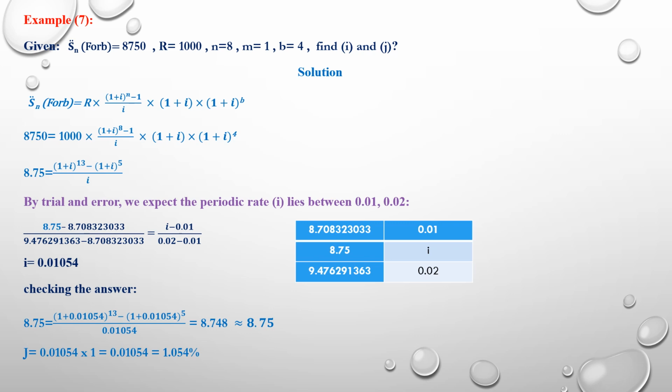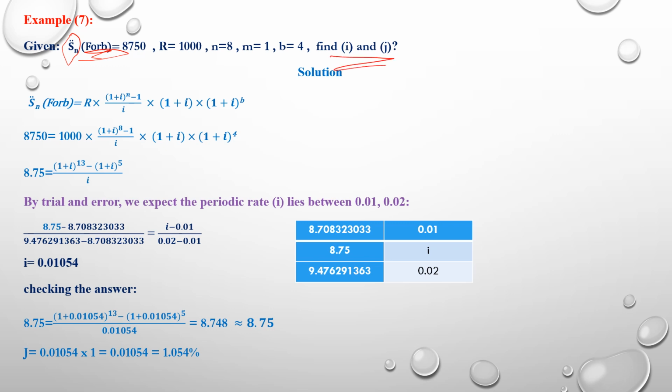Another example given S_n forborne. So this is the future value of a forborne annuity due, as this is the abbreviation of the annuity due, and this is a forborne one, which is again the abbreviation for the forborne annuity. R equals 1000, N equals 8, M equals 1, B equals 4, and we need to find I and J.